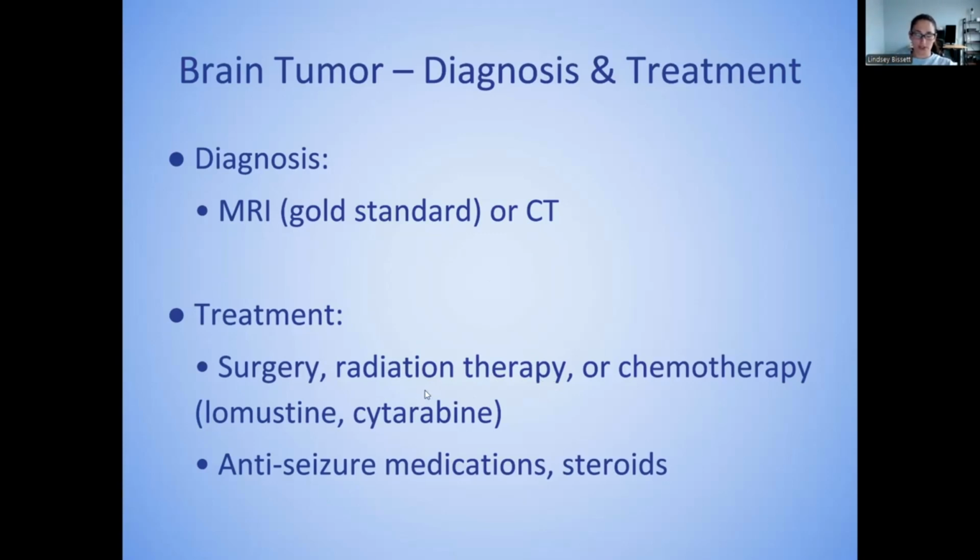Radiation therapy, which can be used in multiple different facets, whether that's palliative or going for a cure. There's also chemotherapy, which can be a bit tricky getting past that blood-brain barrier, but lomustine and cytarabine, or Cytosar is the trade name for it. And all of those things, those two can be used as indicated. And of course, anti-seizure medications, if they are having seizures, we'll talk more about that in my next lecture, and steroids to reduce inflammation associated with the tumor as well as the surrounding brain tissue.